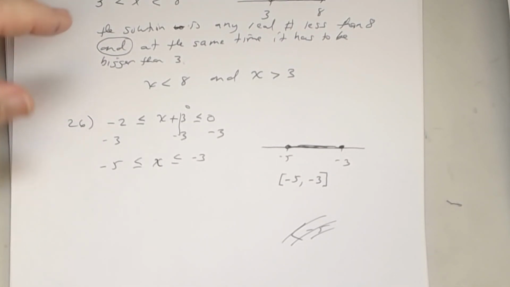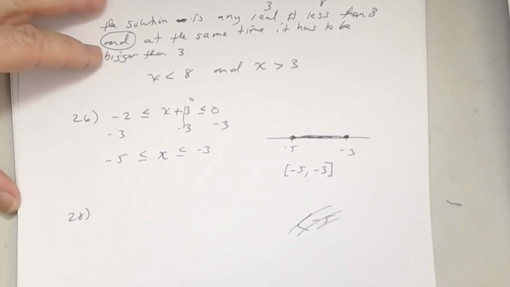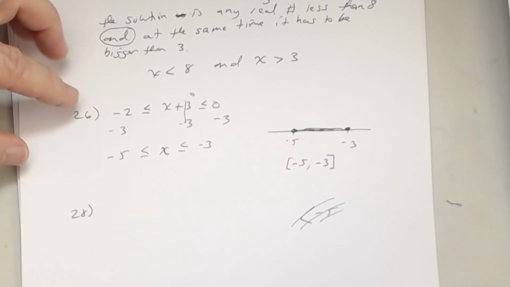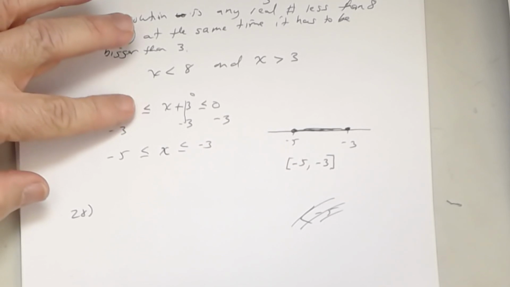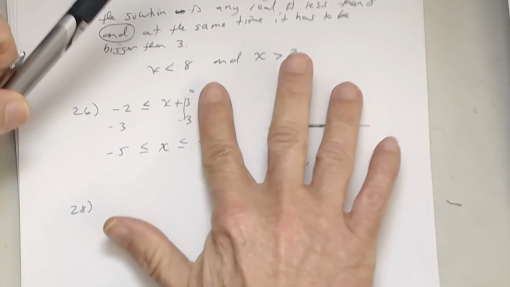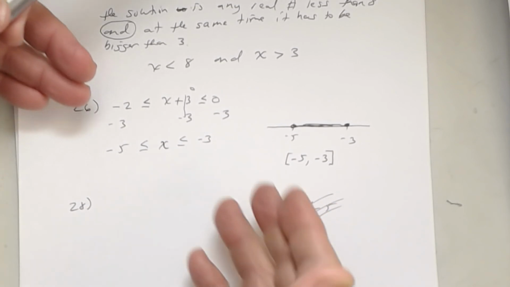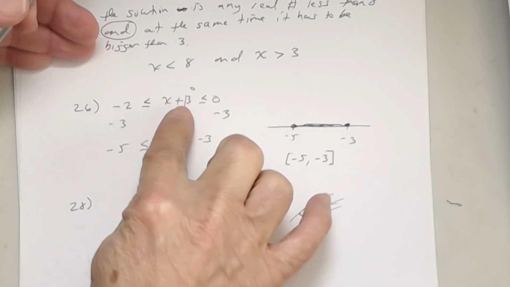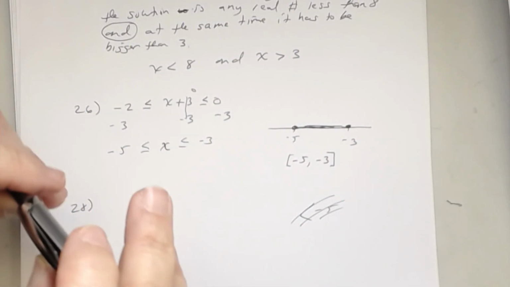Let's look at 28. So in that problem, you want x in the middle, not x by itself. If you cover this right here, you're getting x by itself. So when you're solving these compound inequalities, it is easy just to get x in the middle, and that will be the solutions to the original statement.